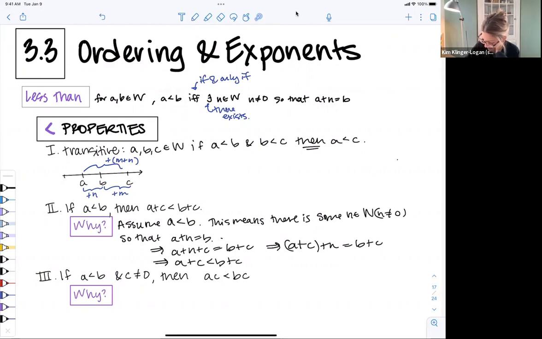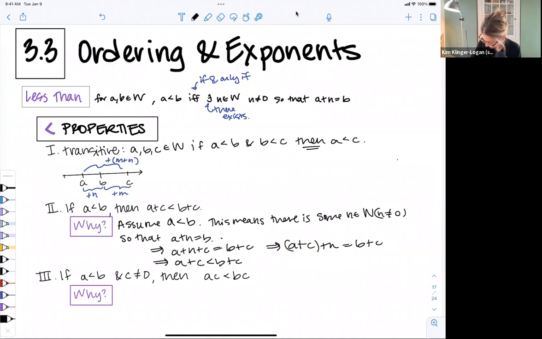By this exact definition of less than. Because what it means for A plus C to be less than B plus C is that if I add a little bit to A plus C, I get B plus C.